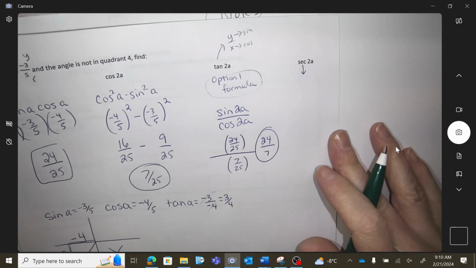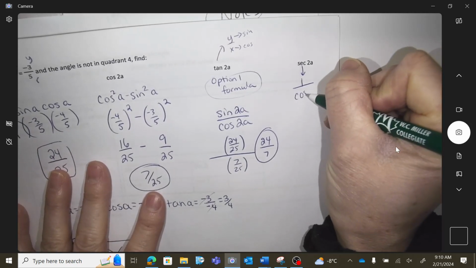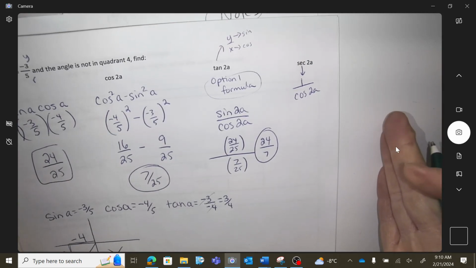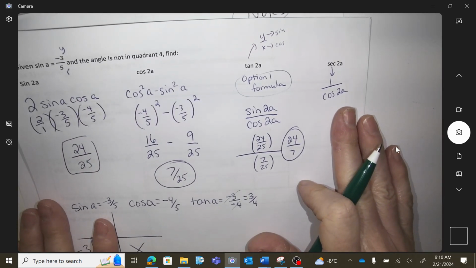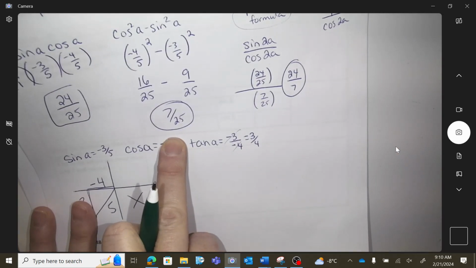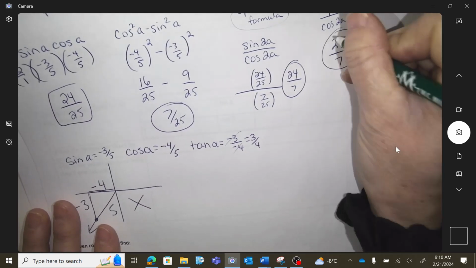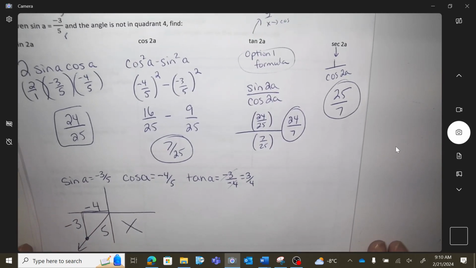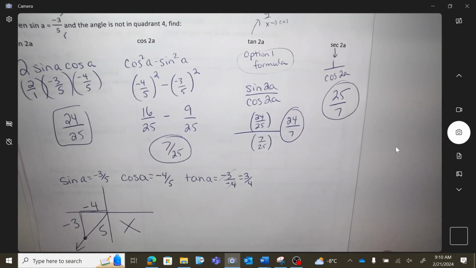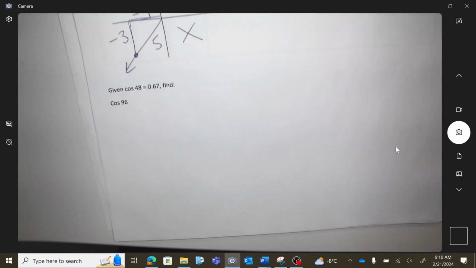And the last one. What is secant the flip of? Cos. So you're flipping that. So look at your cos 2A. That's your cos 2A. Flip that fraction. So 25 over 7. Okay, so see how all that stuff you know how to do is just throwing a little bit of a curve in it.